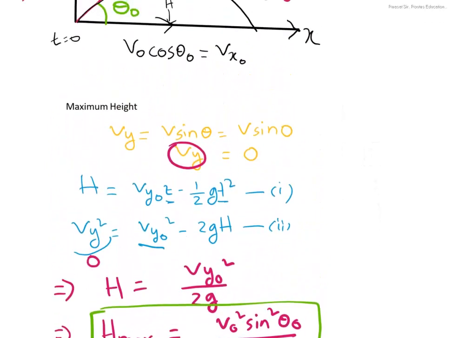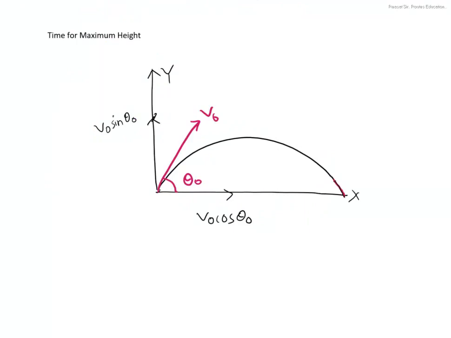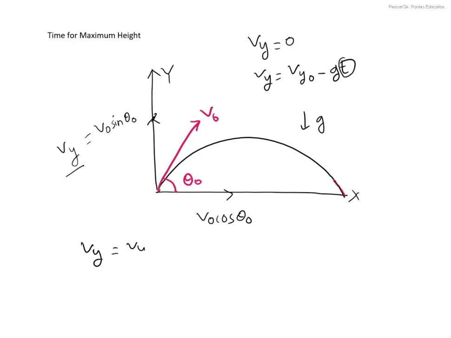Next, we're going to find the time required to achieve the maximum height. Again with the same assumption that at maximum height the value of vy, which is v naught sine theta naught initially, would be 0. From our earlier formula, vy equals vy naught minus gt. Why minus? Because g acts downwards and the motion vy is upwards. From here we can find t, the time required for achieving maximum height.